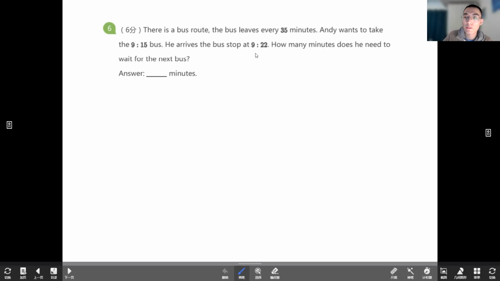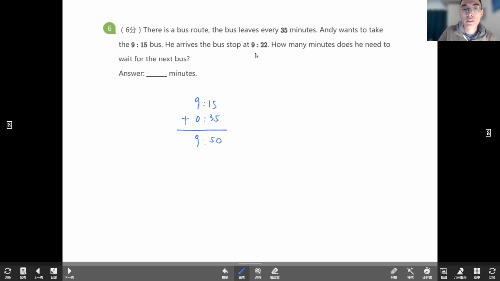So that means he'll have to wait for the next bus, which comes at 9:15 plus 35 minutes. We can do this with a column addition. So it'll be 0, because 0 hours and 35 minutes. And 15 plus 35 is 50, so it's 50 minutes. And 9 plus 0 is just 9. So the next bus will come at 9:50.